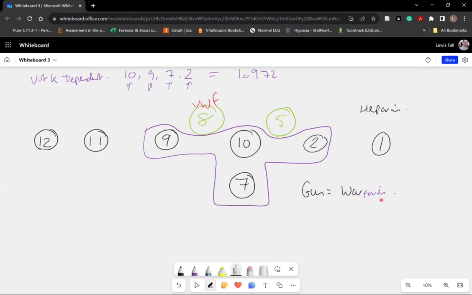So that is the coagulation cascade in 24 minutes. I hope you found that useful. Next thing we're going to do is what actually happens.